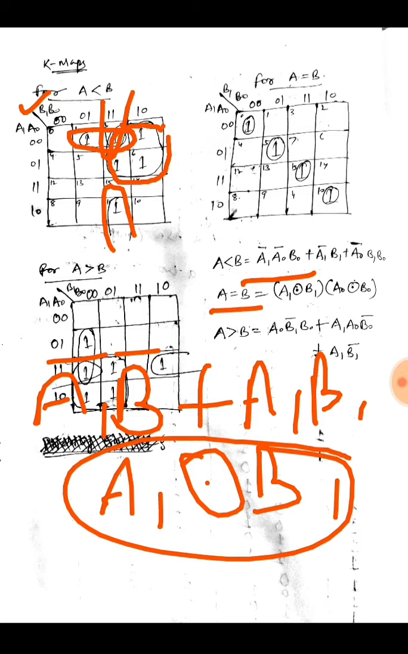Similarly for A equal to B, I would get the symbol of XNOR, which is nothing but A1 B1 bar plus A1 bar B1 bar. So I have written it in the XNOR form. So for A equal to B, I would get this, and for A greater than B I would get this.